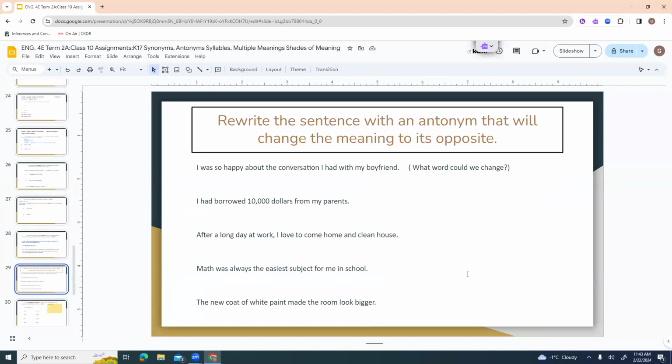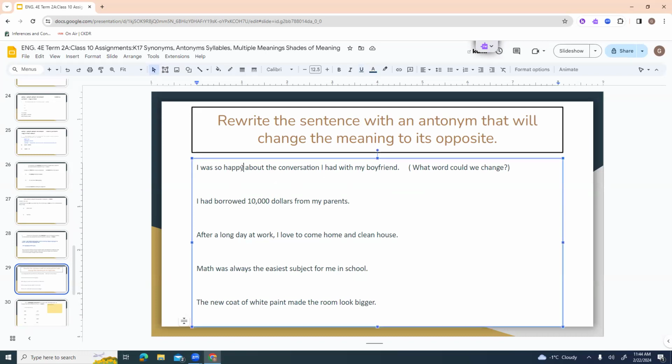Here is an example. If I said, I was so happy about the conversation I had with my boyfriend, and I wanted to change it to mean the opposite, what word would I choose to change? I would say happy because it's the easiest one I can think of. If I changed happy, I could turn it into, I'm just going to add it here, the word sad.